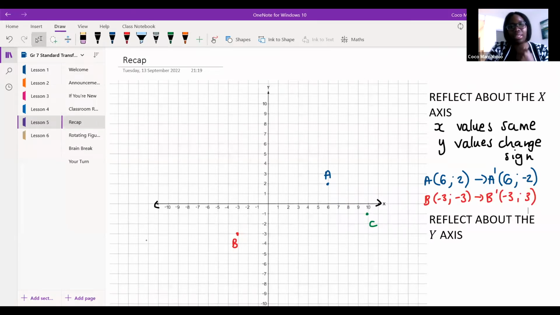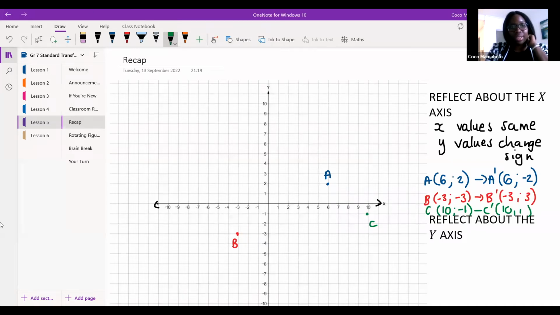Yonela, what about C? Let's do C together. Hi, ma'am. Hello, give me the coordinates for C, my sweetie. The X value is going to be 10 and the Y value will be 1. Good. So it moved from -1 and my C prime is 10 and 1. You guys are way too good at this.